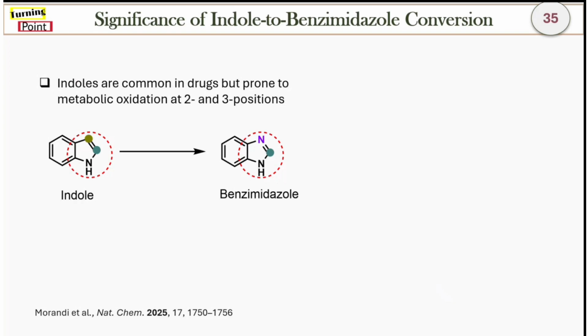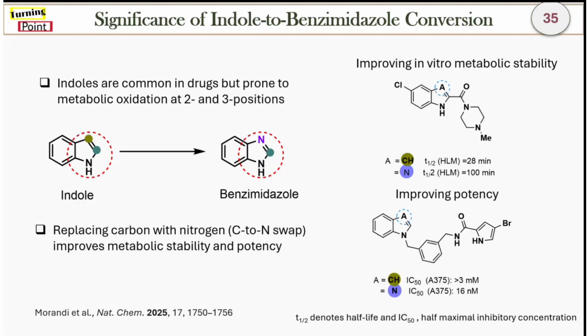But indole has some limitations, because in indole this 5-member ring is electron rich in nature, due to which it has a metabolic hotspot at the C2 and C3 positions, which gives a toxic profile. To overcome this limitation, if we substitute this one carbon with nitrogen, then this ring will become electron deficient, and it will also remove one metabolic hotspot center. So replacing this one carbon with nitrogen will improve metabolic stability and potency.